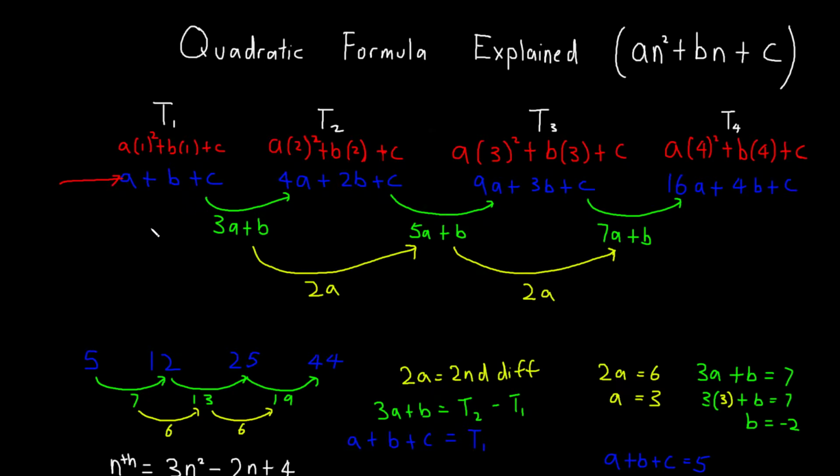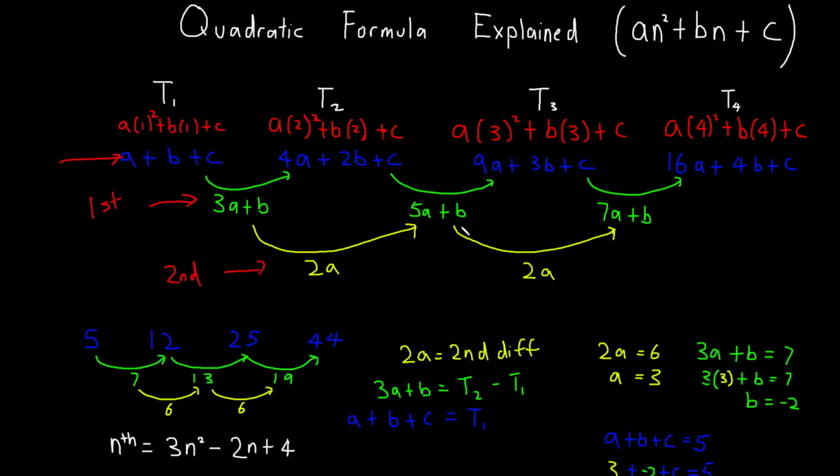Now, this over here is supposed to be our first layer difference. First layer difference, right? Then we know that this is inconsistent yet, but we know our second layer is supposed to be consistent. Therefore, we use 5a plus b minus 3a plus b. You're going to get 2a. 7a plus b minus 5a plus b. You're going to get 2a again. Just like any quadratic sequence, your second layer will always be consistent.